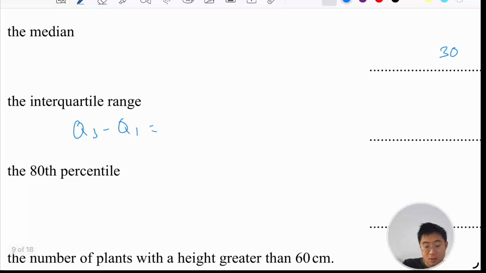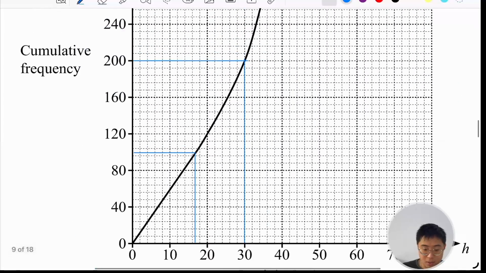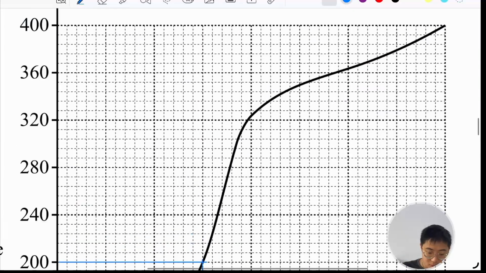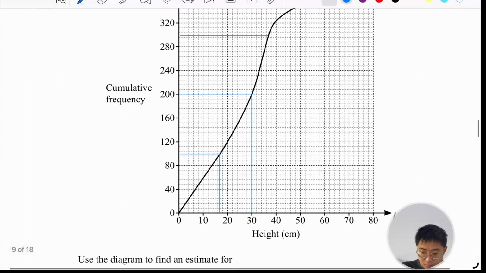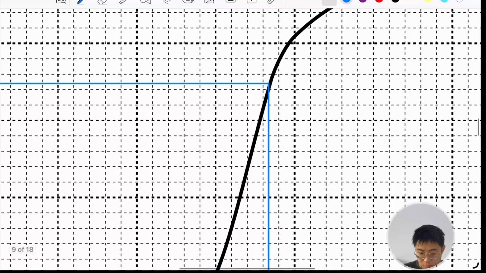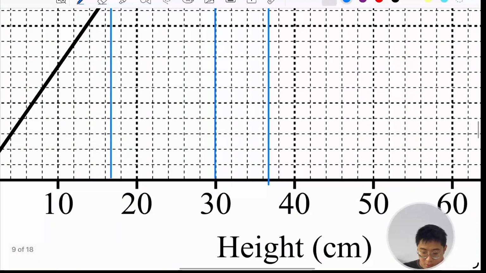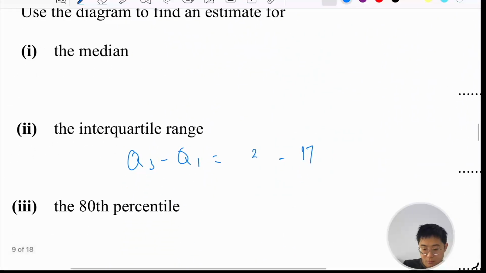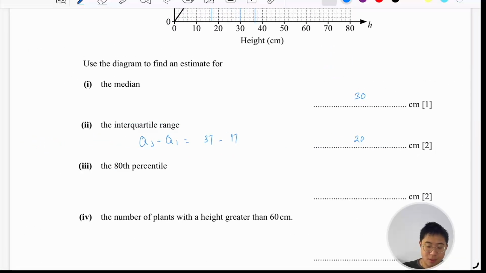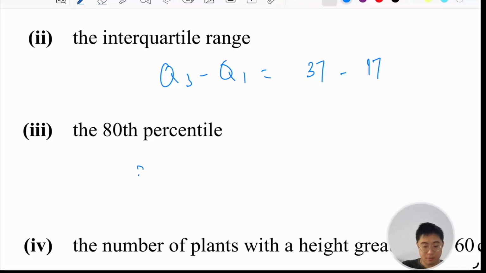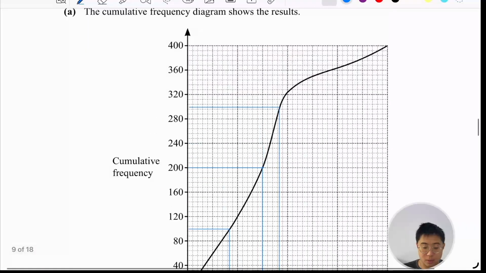Let's, because we have to minus, right? So quartile 1 is 17, and then we'll get quartile 3 now, which is 3 over 4 of 400, 300. So 300 is here. And then I will drag down. Okay, so nicely drawn. That would be 32, 4, 6, 7, 37. Okay, 37 minus 17, that would give me the 20. That is correct. Okay, they want the 80th percentile. So 80th, 80 over 100 times 400. So they want 320. Number 320, where is it?